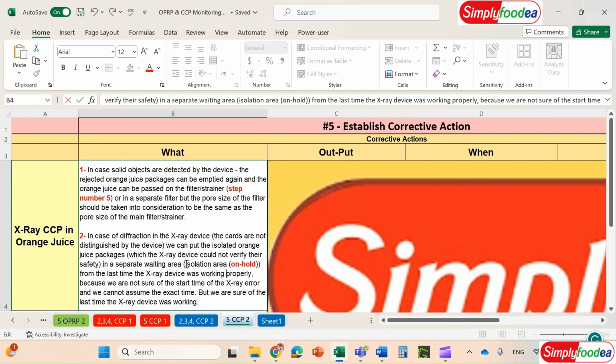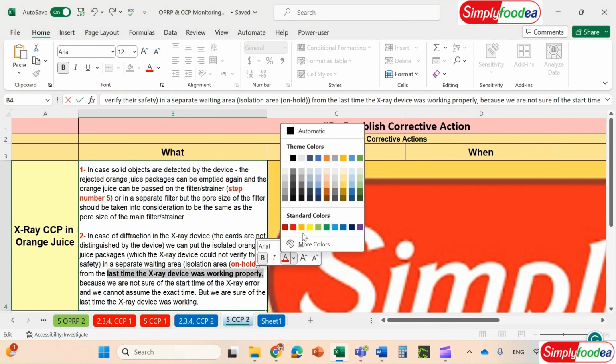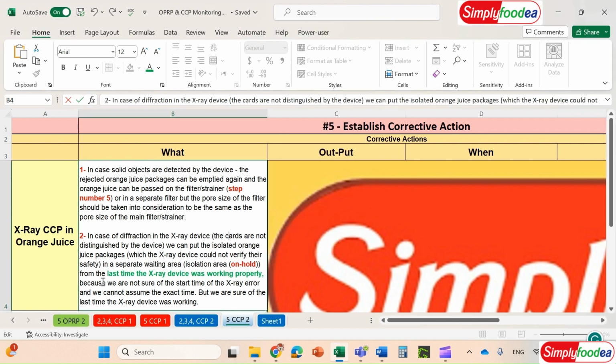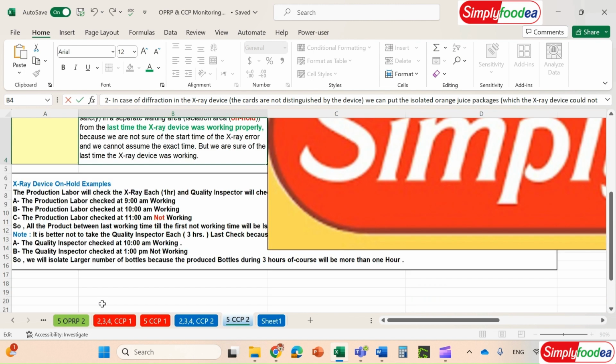Why am I putting the isolated product from the last time the X-ray device was working properly? Very, very important thing, and I will explain it in deep details for you now. Because we are not sure of the start time of the X-ray error, and we cannot assume the exact time, but we are sure of the last time the X-ray device was working.